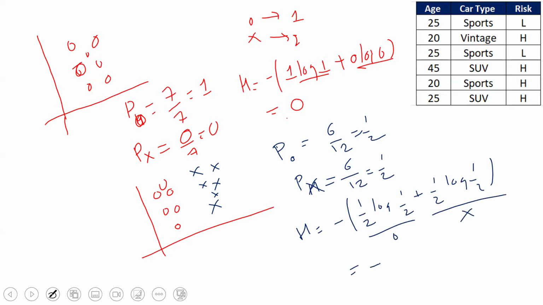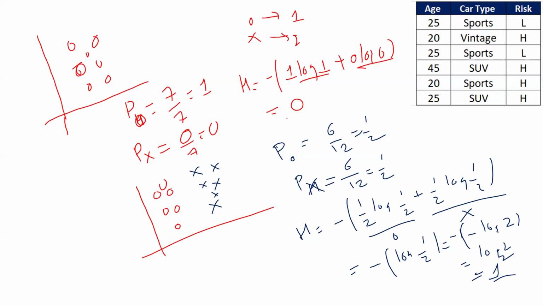So this becomes minus log 1 by 2, that is minus of minus log 2, so that becomes log 2, which is equal to 1. Let's suppose this is base 2. Log 2 to the base 2 is 1. So here the entropy is more, that means information is more in this. More entropy means more information. So the maximum possible value for the entropy is 1 and the minimum possible value for the entropy is 0. So 1 means more information and 0 means less information. This is how you calculate the entropy and the information gain of the cases.